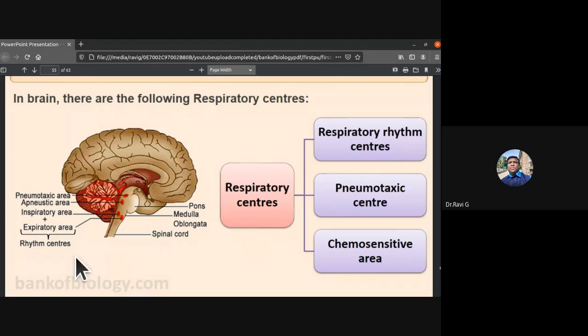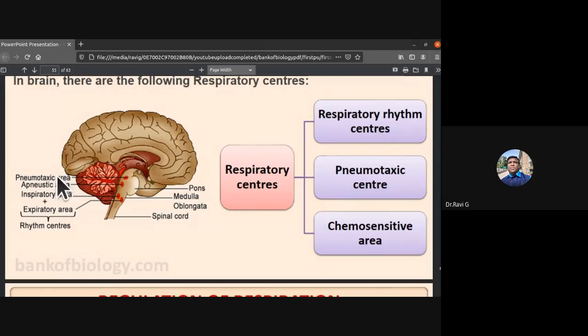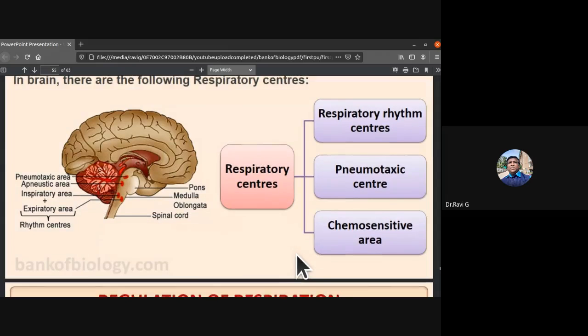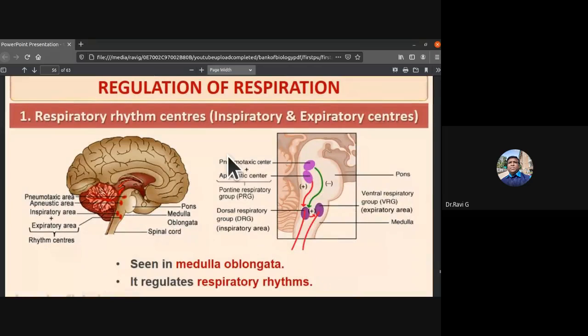In the diagram, you can see that the respiratory rhythm center has two regions, the inspiratory area and the expiratory area. Then there is the pneumotaxic center, which has this area. You can see this pneumotaxic area. So the rhythm center, pneumotaxic area, and chemosensitive area are the three respiratory centers. The respiratory rhythm center has inspiratory and expiratory centers, and here you can see them enlarged.